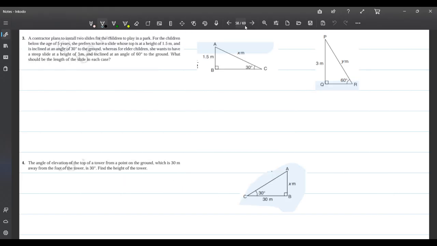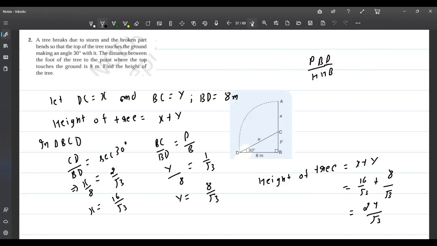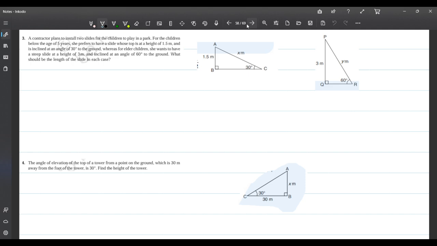So this is the second question. Now move to the third question.